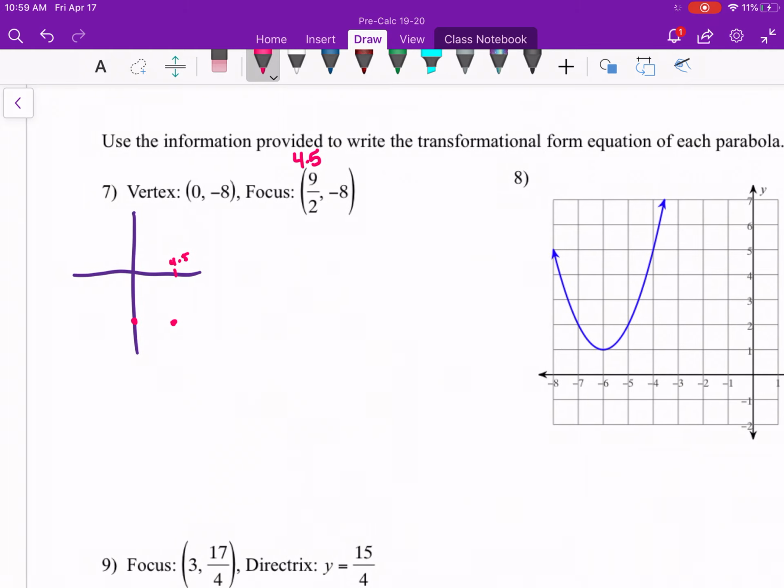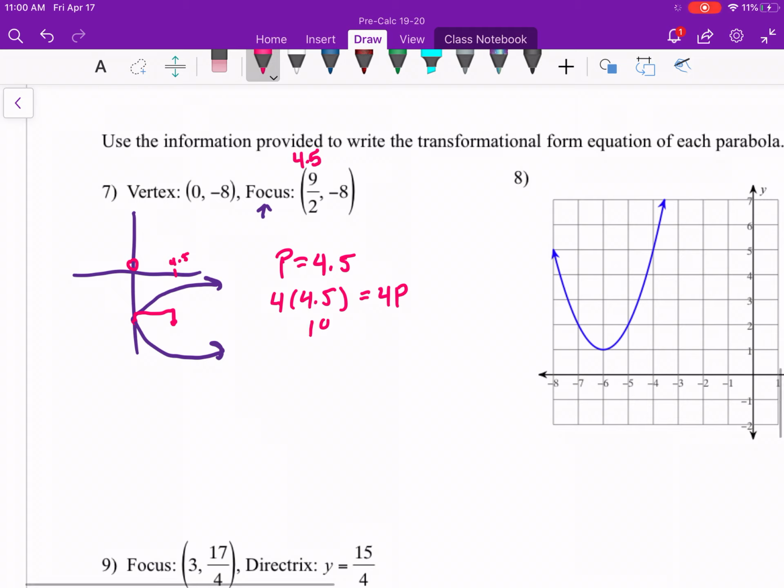So we know that the distance P is the distance from the vertex to the focus. And so if this is 0 and the focus is at 4.5, then that means that distance P is 4.5. They made it really easy by making the one coordinate 0. And so for the equation, we don't need P, we need 4P. So that means I need to find out what 4 times 4.5 is, because that's 4P. And it looks like I'm going to plug 18 into my equation when it asks for 4P.